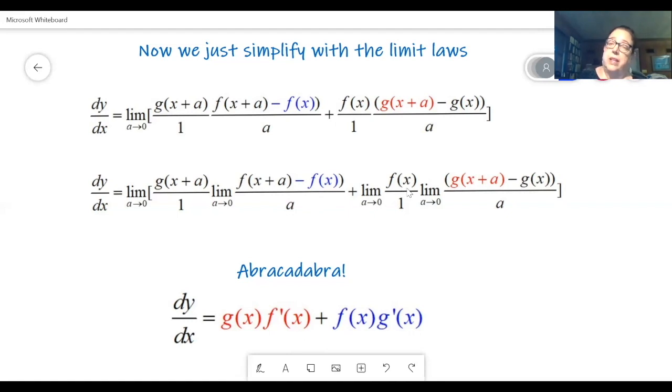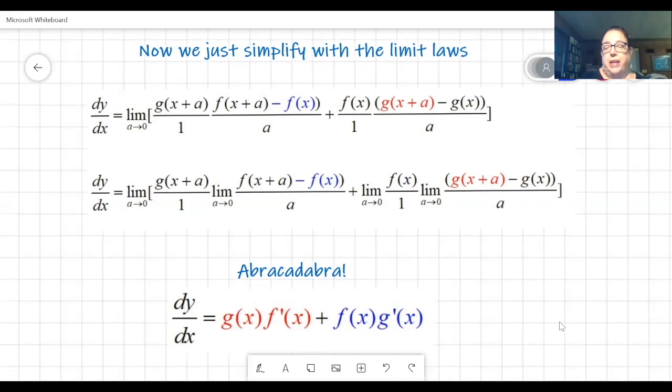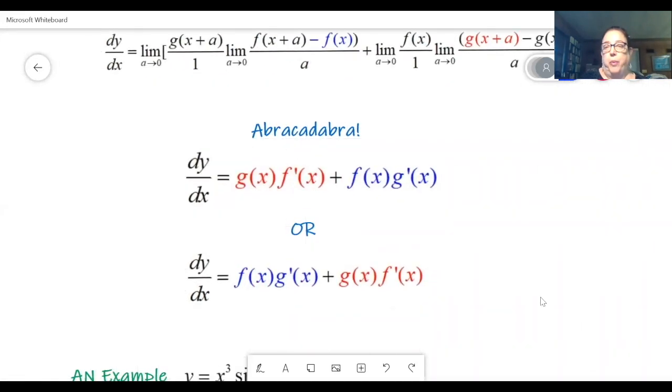The limit of f of x as a goes to 0 is just f of x, because there's no a here to change. And the limit of g of x plus a minus g of x divided by a as a goes to 0 is the derivative of g. So we just proved our formula. Well, as I said, that might bear watching again. But before we go away, let's recognize that we could write this in either order. Addition is commutative, so it doesn't matter which of these terms you put first.